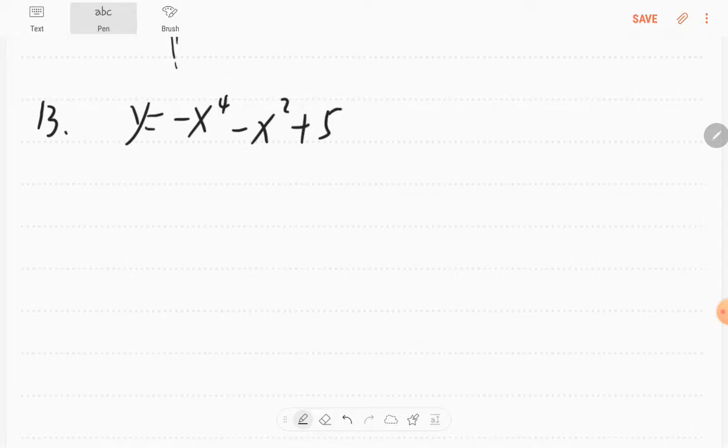So what is the degree for this polynomial? The degree is, what is the degree? Degree is the highest power for the polynomial, right? The highest power is 4, so the degree would be 4.